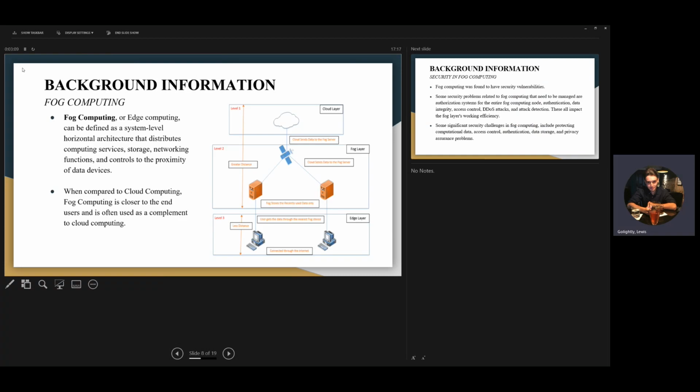Fog computing or edge computing can be defined as system-level horizontal architecture that distributes computing services, storage, networking functions, and controls in the proximity of data devices. When compared to cloud computing, fog computing is closer to the end users and is often used to complement cloud computing.